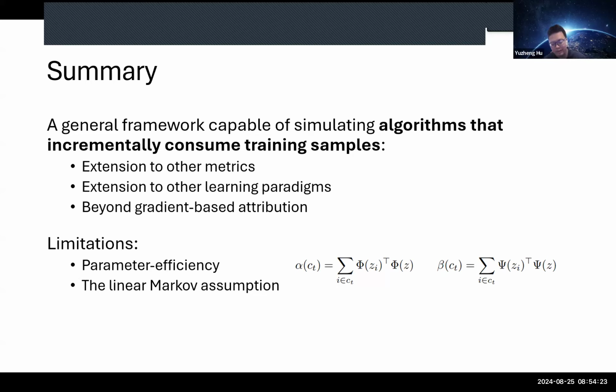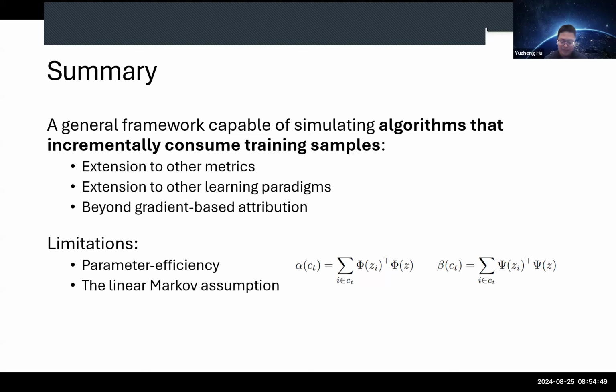Also the linear Markov process, I think this is another limitation, right? Because the linear Markov process basically just models the loss at step t as a function of step t-1. Markov process basically means that the past data and the past numbers are basically just irrelevant. But this is usually not the case.